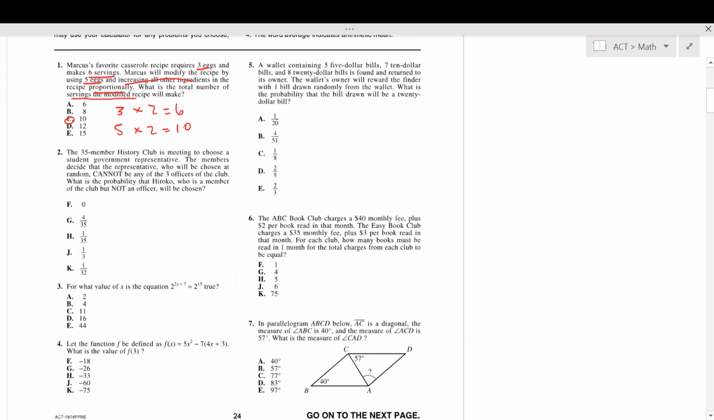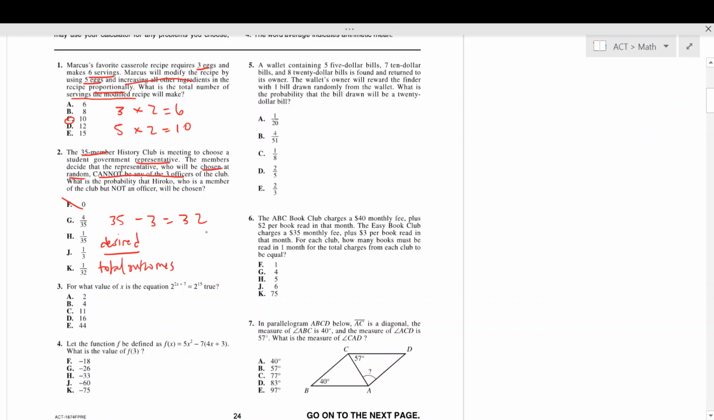Next question, the 35-member history club, so 35 members, they're electing a representative. The representative will be chosen at random, and it cannot be any of the 3 officers of the club. What is the probability that Hirogo, who is a member but not an officer, will be chosen? So remember, he's a member, not an officer, so that means he can be chosen, so it can't be 0, first off. And we see that there's 35 members, but 3 are officers, so that means only 35 minus 3 equals 32. There's only 32 people who can be chosen, because 3 of them are officers, so we have to subtract those 3. Now remember, the formula for probability is the desired outcomes divided by the total number of outcomes.